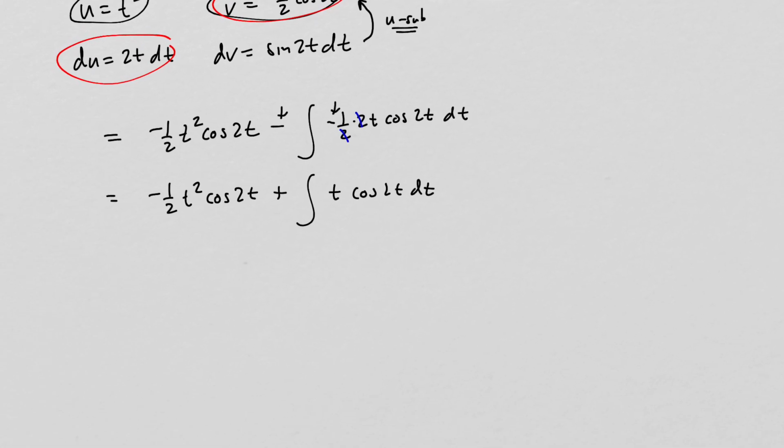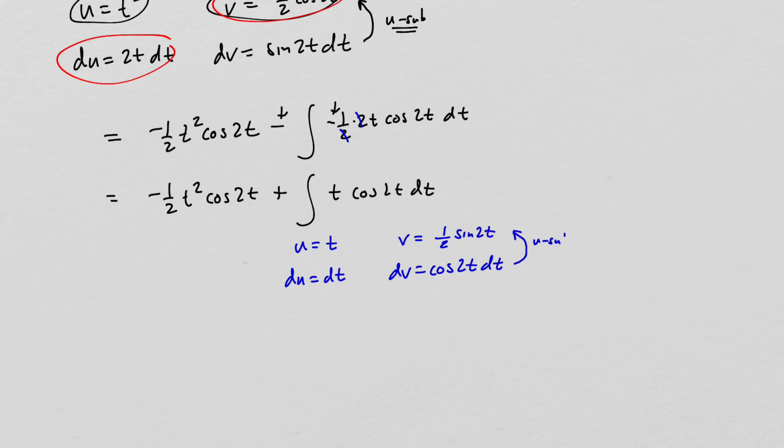So once again now, two things. I'm leaving off my limits because I'm going to get the complete antiderivative and then come back and plug in the limits. But the other thing is I have to do integration by parts one more time here. So for this one, I'm going to let u equal t. dv will be cosine of 2t dt. du, of course, is just dt. And v is the antiderivative of cosine of 2t, which is 1/2 sine of 2t. And again, that's a u substitution problem if you don't know the formula.